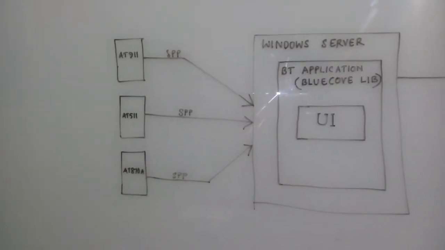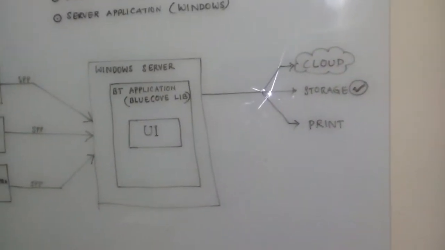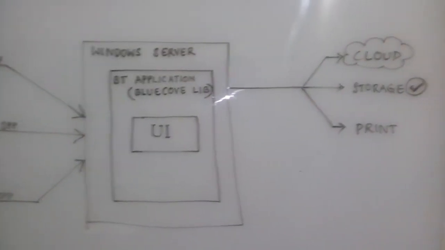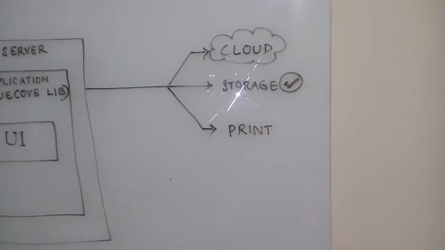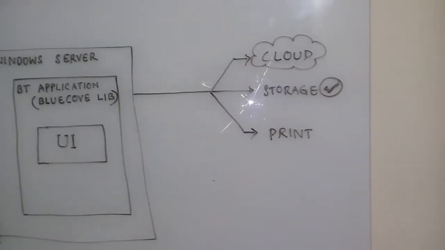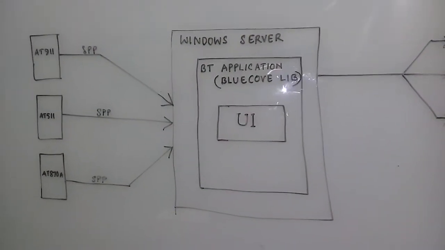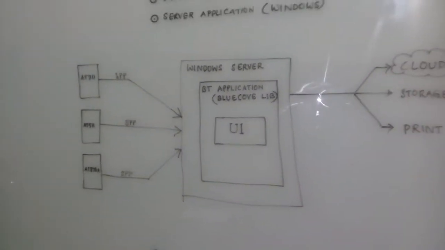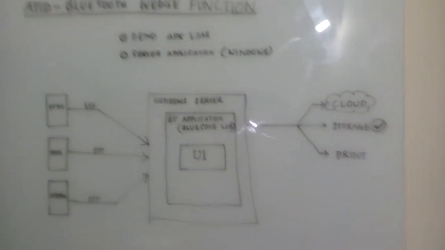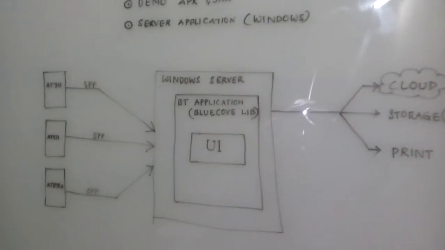We are using SPP as a communication protocol, and from the server side, the output can be used and pushed onto the cloud or a storage device, or you can print it as per the requirement. For the Bluetooth application, we are using the BlueCove library. Now that's the basic information. Let's get into the demo of our system.